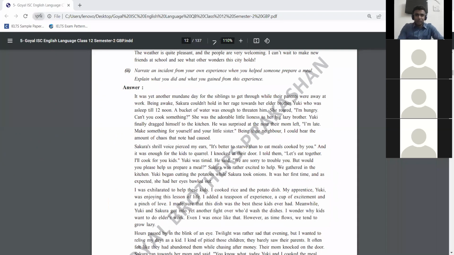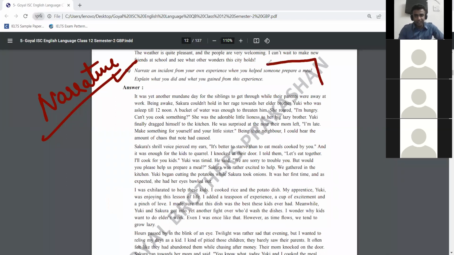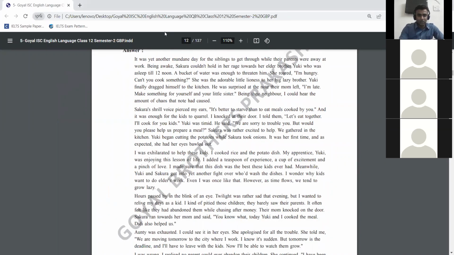So, students, avoid attempting narrative essay. This is just a suggestion. Please, that's your wish. In case you find it easy, then go for it. You can write an argumentative essay. You can write a descriptive essay. Let's see. What is the next point?